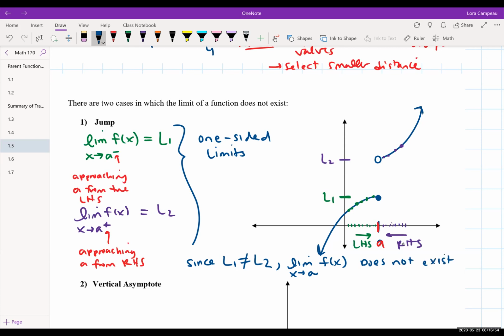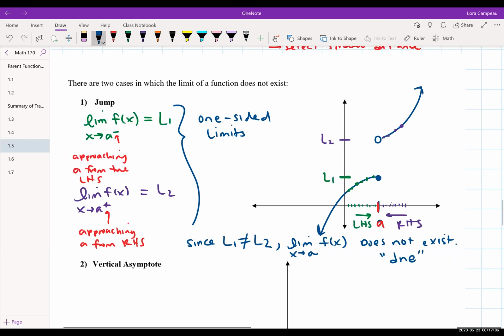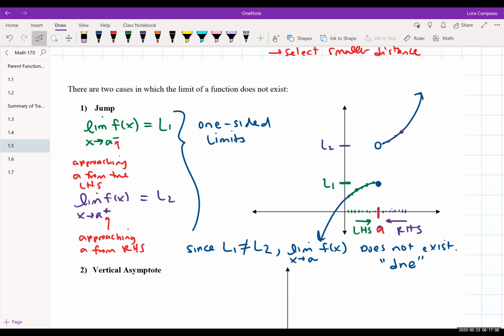And mathematicians, as you know, like to abbreviate everything. So you will see us write DNE, does not exist. Be careful when you're going with WebAssign. It has a certain way it likes you to write that. You don't have to use the quotation marks around it, but you will see that notation quite a bit.